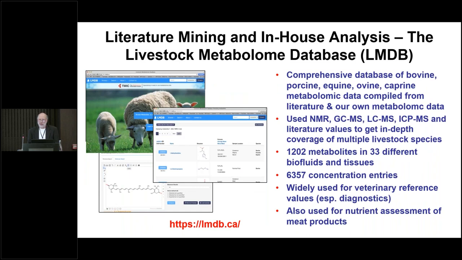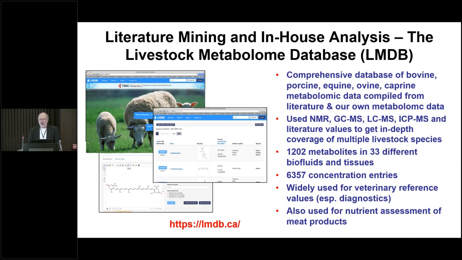We've extended the work in milk to other livestock. And this is more focused on meat and looking at their tissues. We're looking at cattle, pigs, horses, sheep, and goats. And this represents stuff, again, that we've measured in our lab, as well as what's in the literature, using many different platforms, looking at different tissues and biofluids. The collection is smaller, it's about 1,200 metabolites if we exclude milk, but there's lots of data on concentrations.